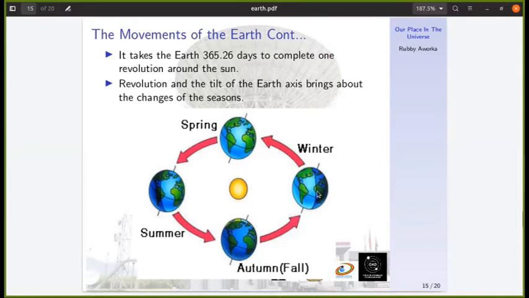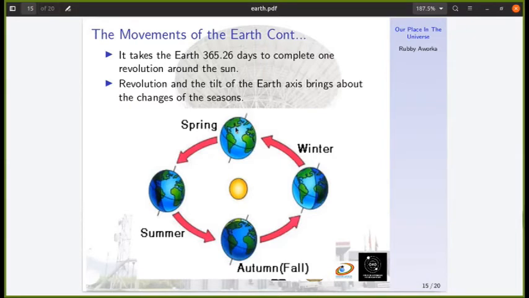So as the Earth moves from this position to this position, the Earth is tilted in such a way that both the North and the South Pole are facing the sun. So at this point in time, we say the region at the northern hemisphere will be experiencing spring.